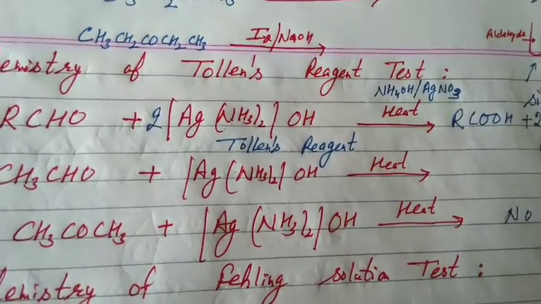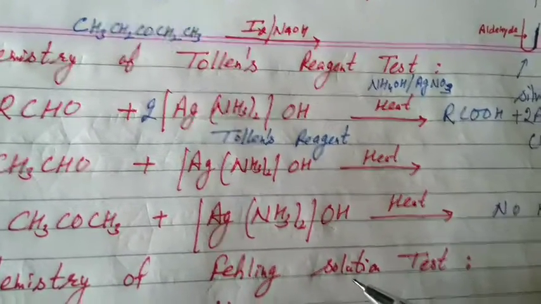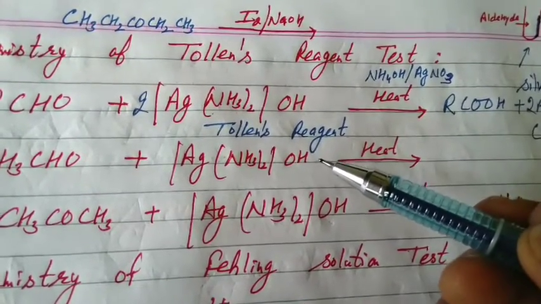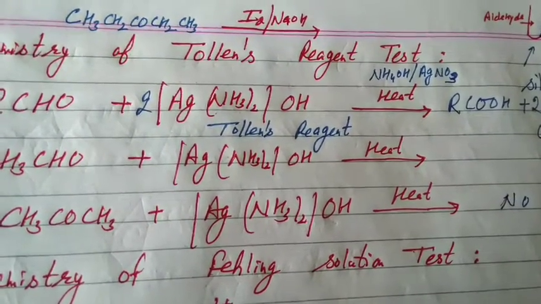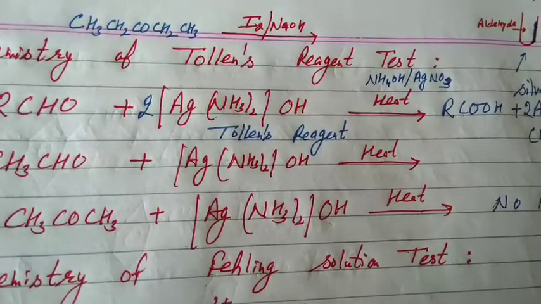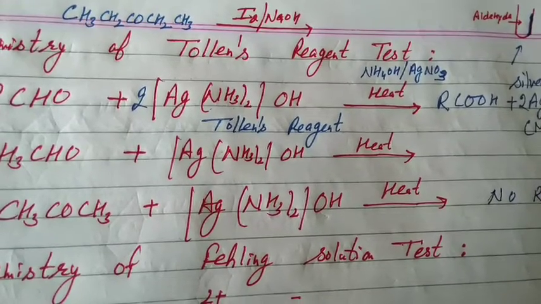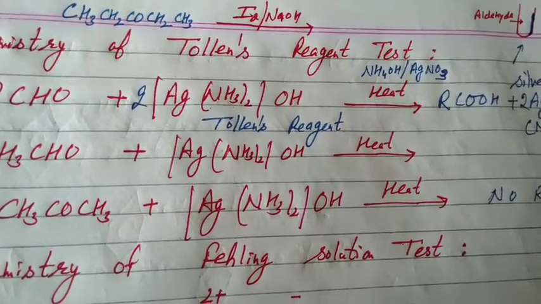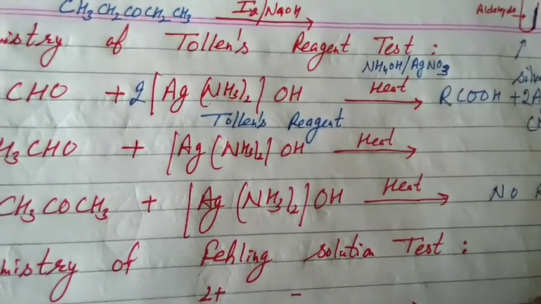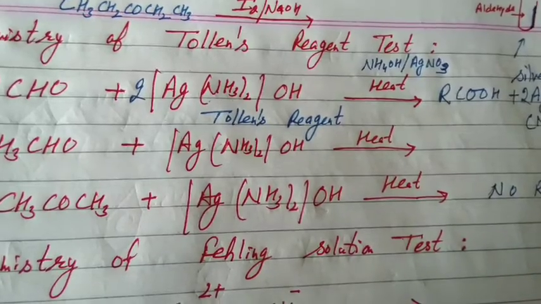Students, we have discussed the terms Tollens reagent and Fehling solution in biomolecules. In which topic? Reducing and non-reducing sugars. What are reducing sugars? Those which reduce Tollens reagent and Fehling solution. We have mentioned the example glucose, because in glucose there is an aldehyde group. What are non-reducing sugars? Those which cannot reduce Tollens reagent and Fehling solution. We have mentioned the example sucrose.